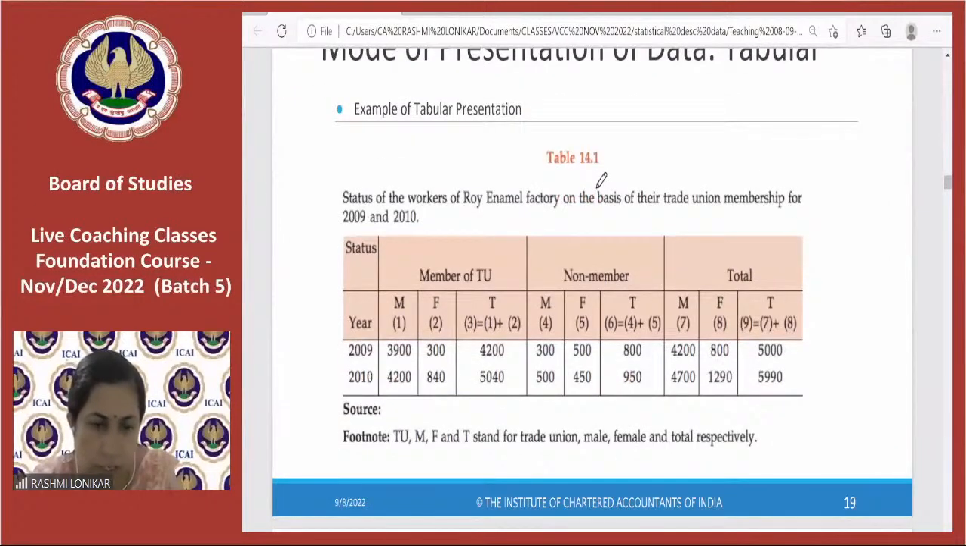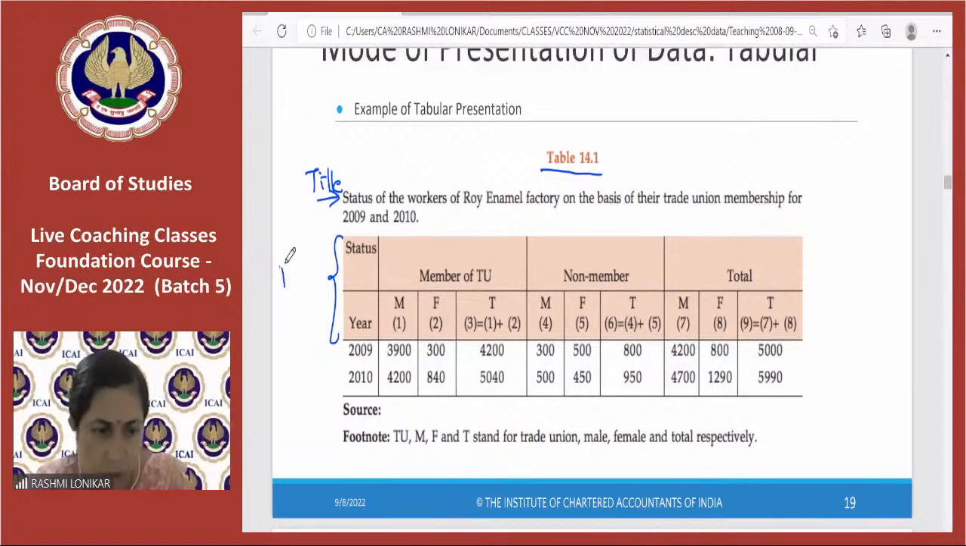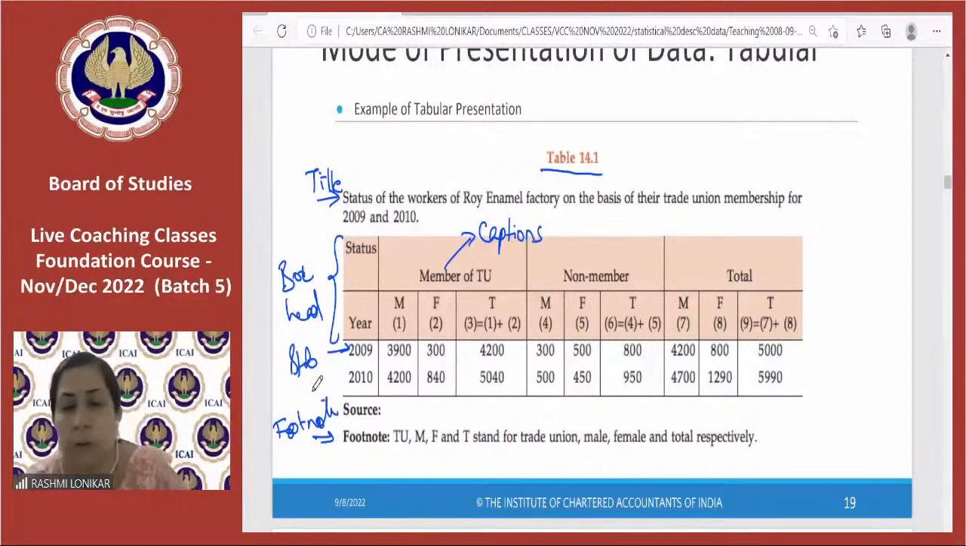So this is an example from the study material. See, this is the serial number. Then this is the title. Now this is your box head. This is your stub. Then these are your captions. And this is your footnote.